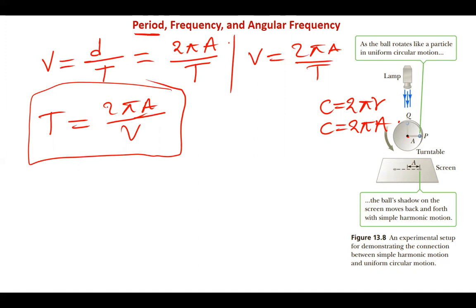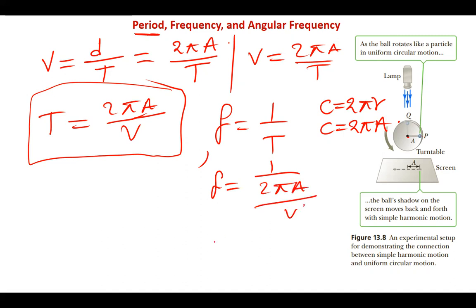Using this same formula, you can also derive the formula for frequency. We know that the frequency is just 1 over period. So when you put this t down there, the frequency is equal to 1 over the period, which is 2 pi a over v. So the frequency can also be written as v over 2 pi a. This a is simply the radius of this circle, or the distance that this ball is moving from this point to that point.